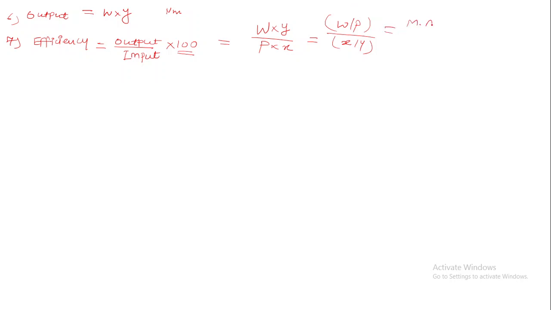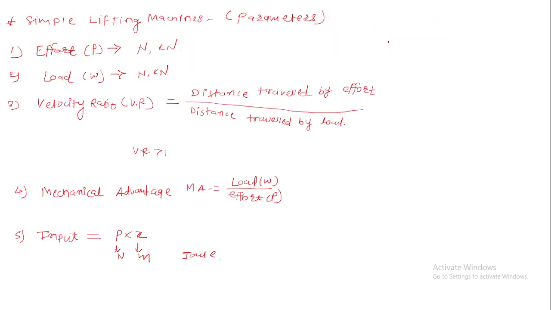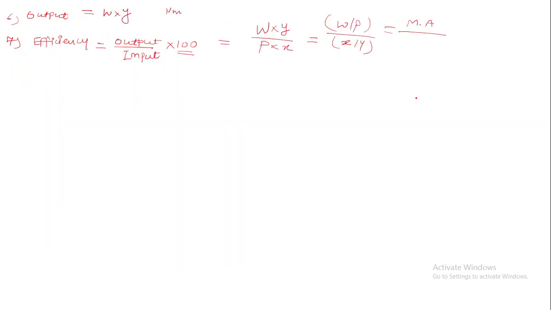So what is W by P? W by P is our mechanical advantage, MA, and what is distance traveled by the effort to the distance traveled by the load, that is X by Y, which is velocity ratio, into 100. So this is our efficiency. So efficiency is equal to output by input into 100, which is equal to W by P into Y by X is equal to mechanical advantage divided by velocity ratio into 100, right? So that is our efficiency.